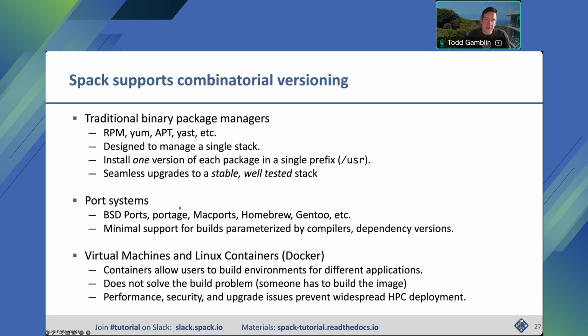Port systems are similar, same idea generally with MacPorts, Homebrew, Gentoo, and so on. They really don't have a lot of support for picking specific versions or configurations of packages. And then virtual machines and containers are a way to do this, but you're kind of on your own. You're basically building your own version of a stack in the container, and you're getting everything that comes with the OS with it. So you can sort of think about Spack as a package level containerization tool. It builds isolated package builds so that you can install multiple versions of them.